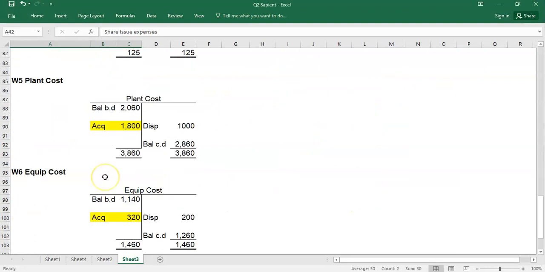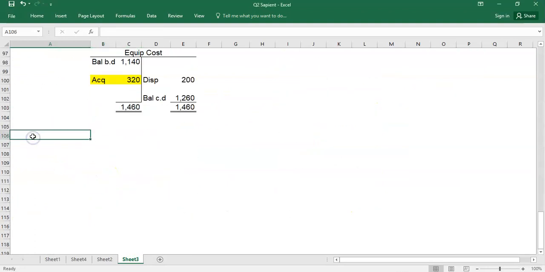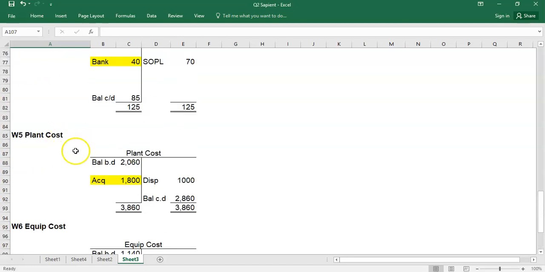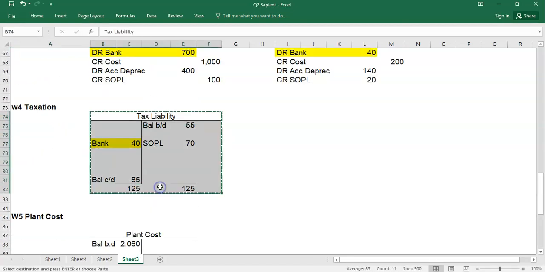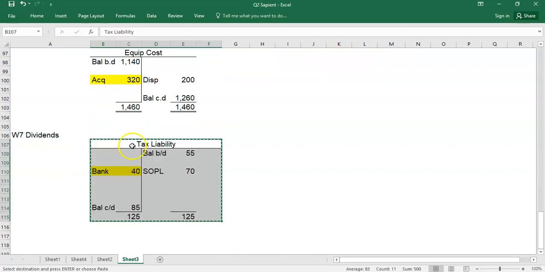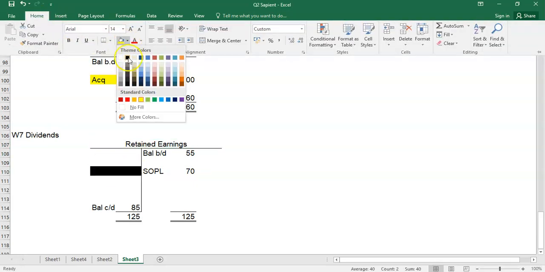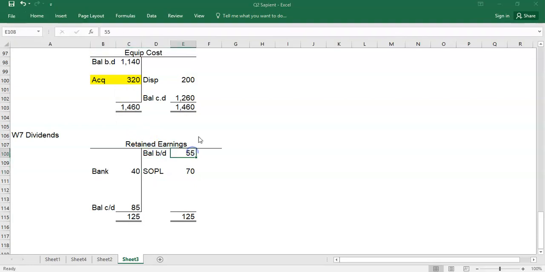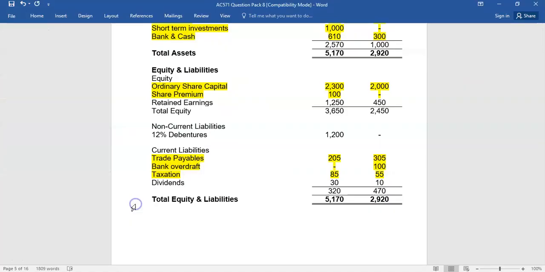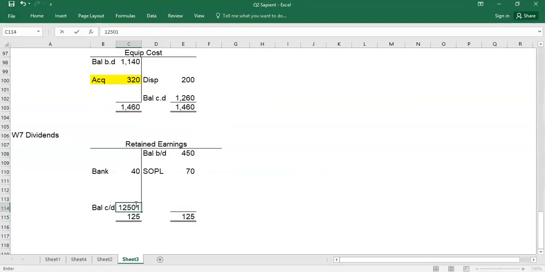So if we come down here and do working 7, dividends, we can prove where that's coming from. Let's just show you this as an example. So retained earnings, right? There's only 2 things that move retained earnings. So remember that from any exam question, any of your prior studies, you're going from 450 up to here 1250.